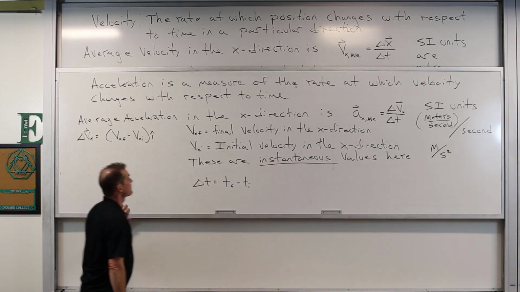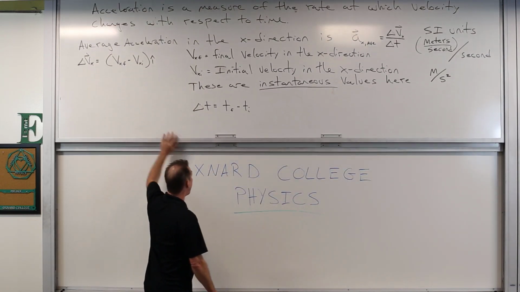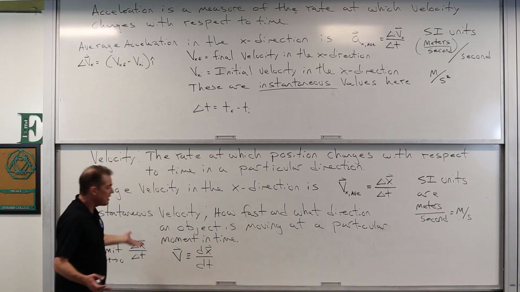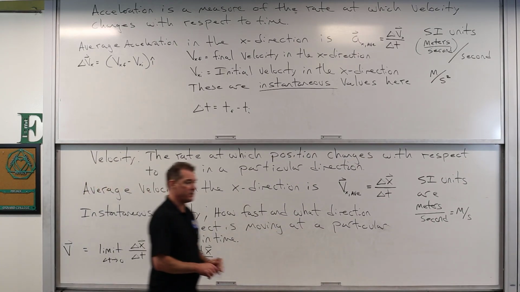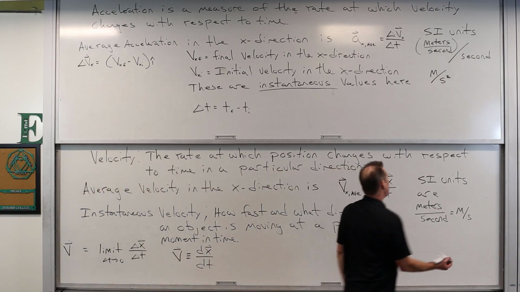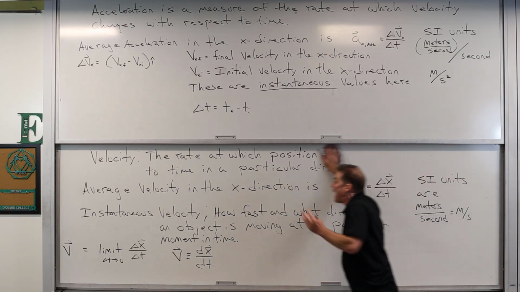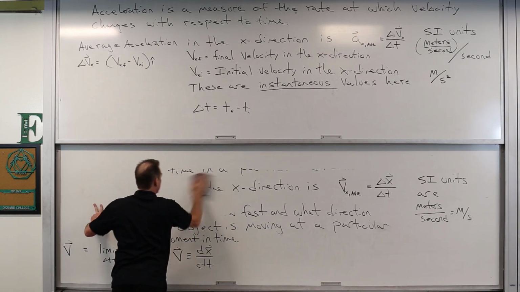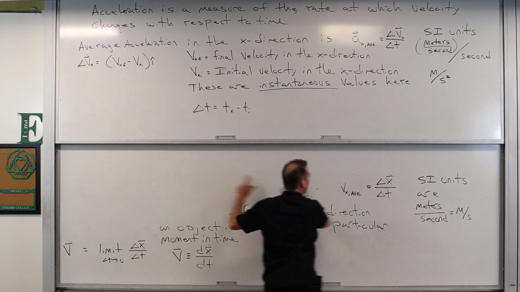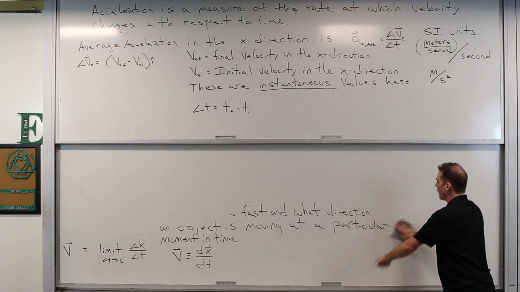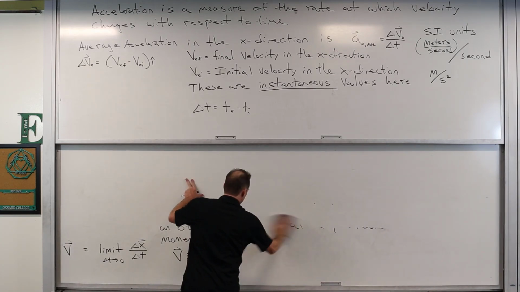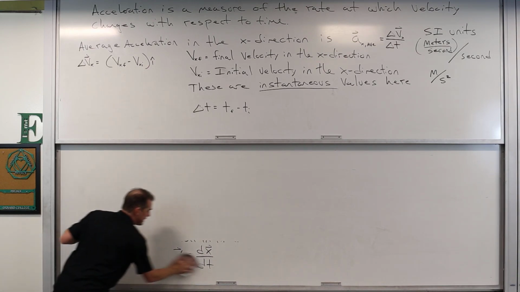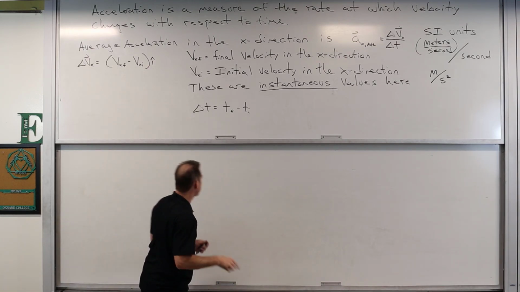All right, so just like we had ourselves instantaneous velocity, we can also have instantaneous acceleration. Maybe something's not changing the rate of its velocity at a nice, even rate. Maybe it's varying in some very complex manner. Well, for that, we need to know what instantaneous acceleration is.